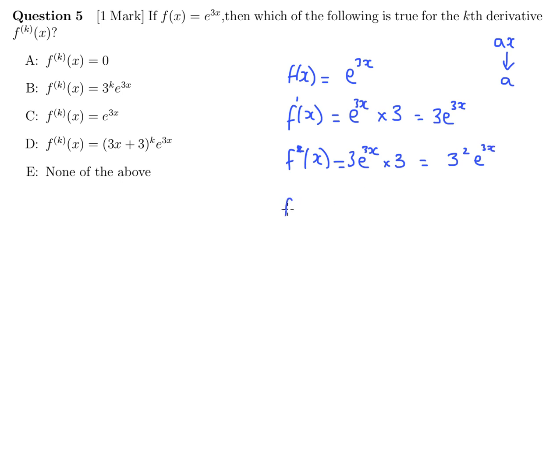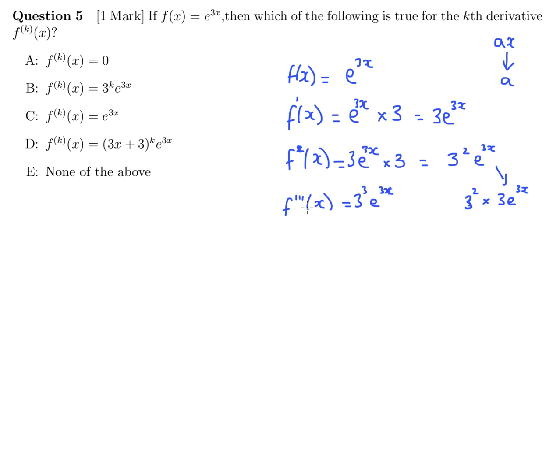The next time we differentiate, f triple dash x is going to be, this is just going to be 3 squared. I'll leave that as it is. This is going to differentiate again to 3e to the 3x, but we've already got that 3 squared there. That's a 3. So that will become 3 cubed e to the 3x.